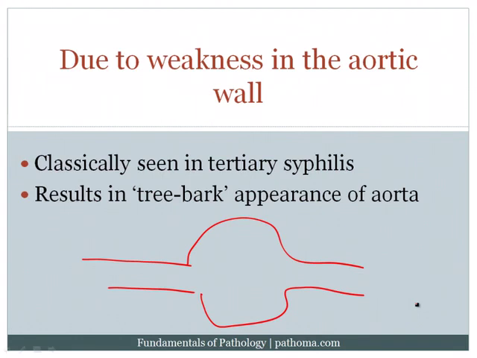Now, when you have tertiary syphilis, one of the classic findings is tree bark appearance of the aorta, and that's because you're getting all of this scarring and fibrosis due to the end arteritis that's occurring due to that tertiary syphilis.